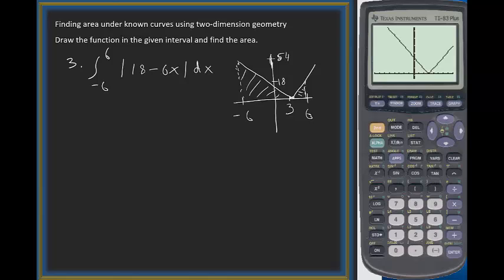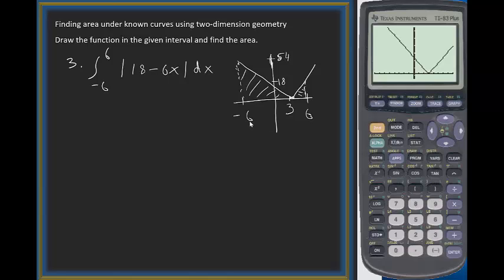Example 3, we have the integral from negative 6 to 6 of the absolute value of 18 minus 6x dx. Now if you plot the function absolute value of 18 minus 6x, fix your window and graph it. So the graph looks like this. When x is negative 6, if you plug it in, 18 plus 36 gives you 54. And when you plug in 6, 18 minus 36, which is negative 18, absolute value 18. So we have put the scale in here.